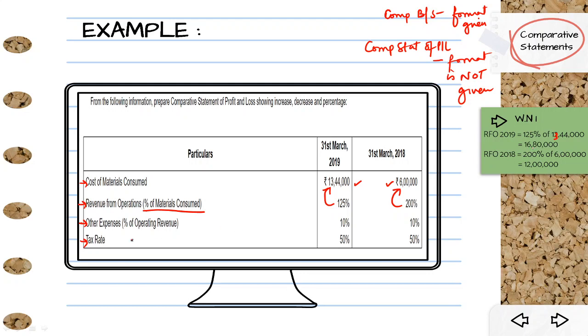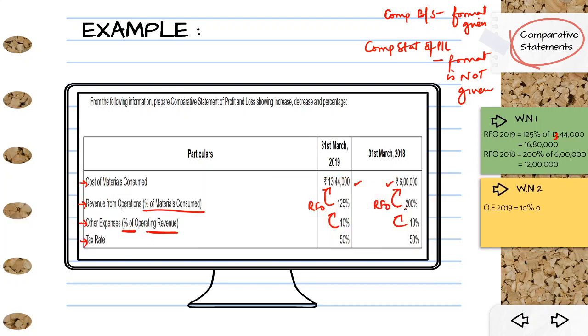Similarly, in case of other expenses, they have written percentage of operating revenue. So whatever RFO we have calculated in the previous step, on that we will calculate the 10%, which will be the other expenses, right? So this is how we calculate the operating expenses. Now tax rate, obviously it always has to be calculated.